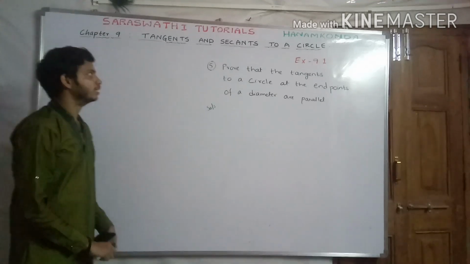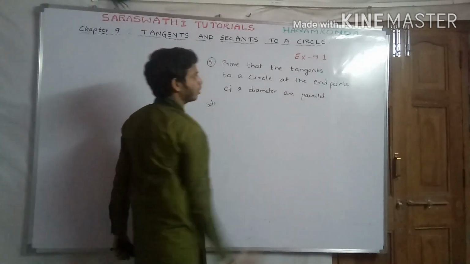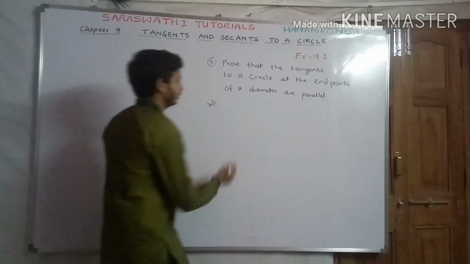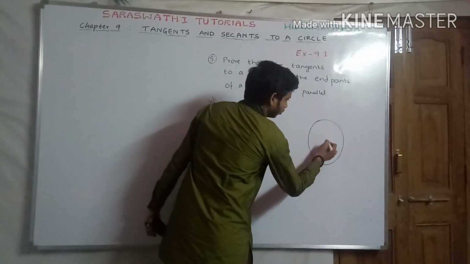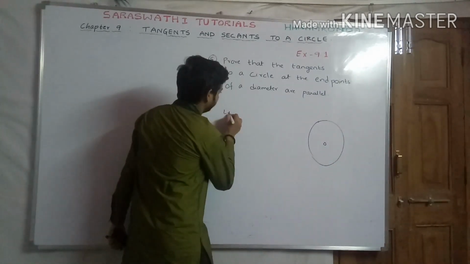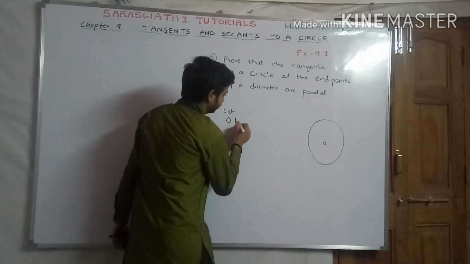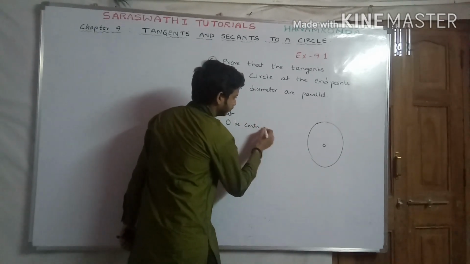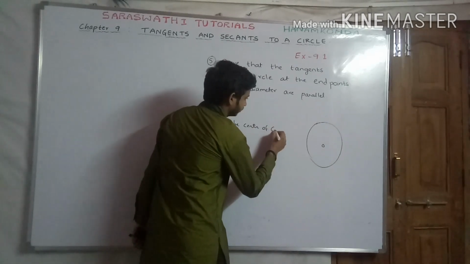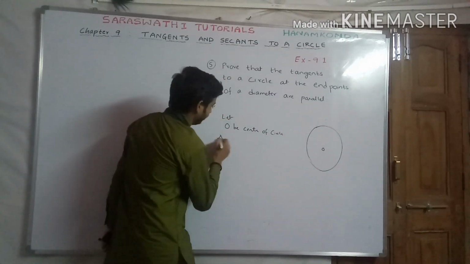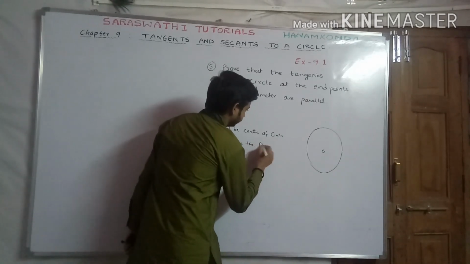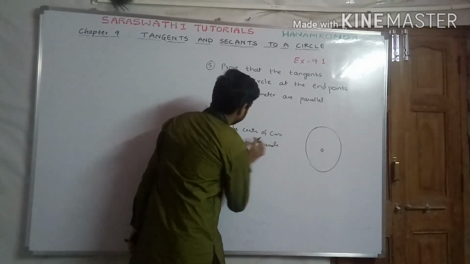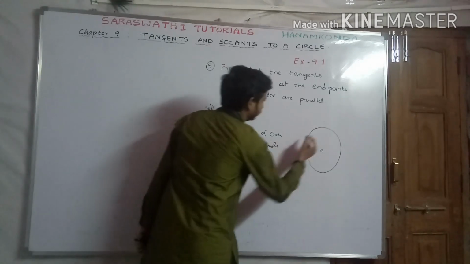The next question is, prove that the tangents to a circle at the end points of a diameter are parallel. Let us take a circle, and let O be the center of the circle. Let us take AB as the diameter.